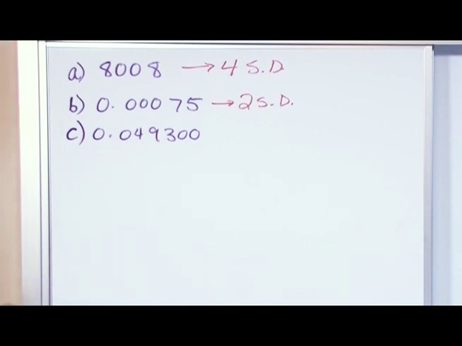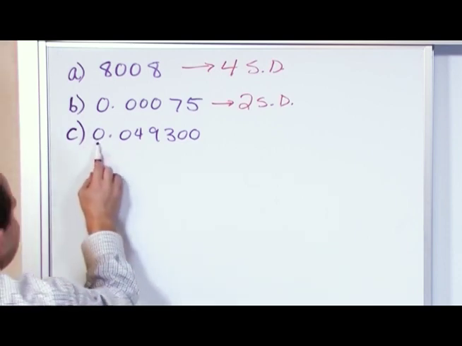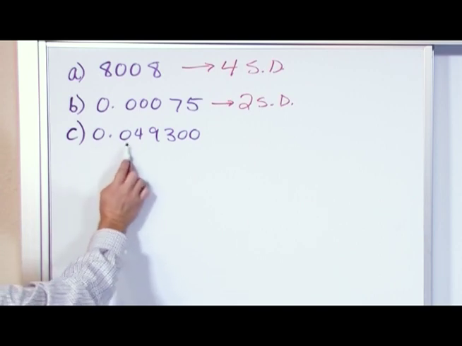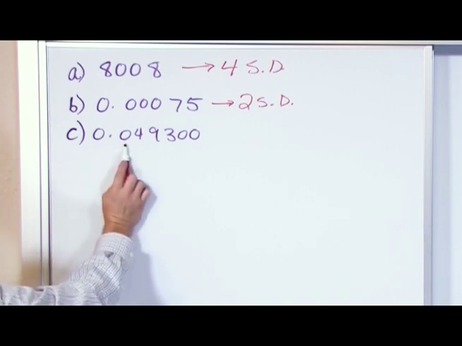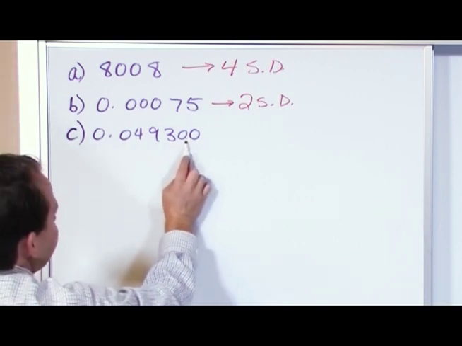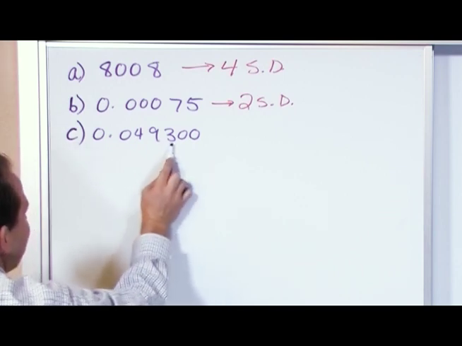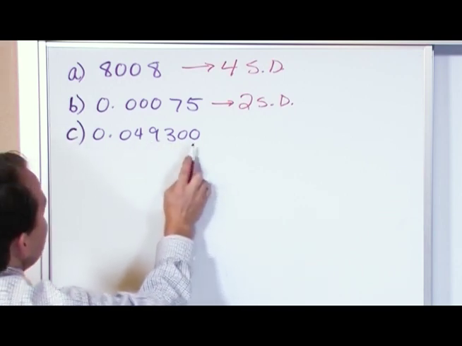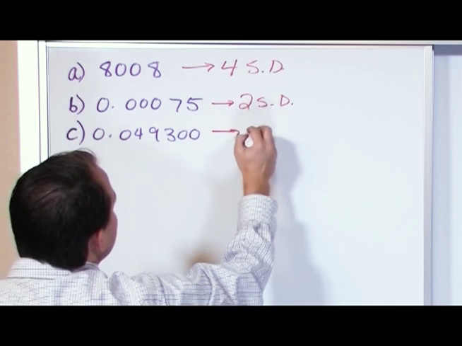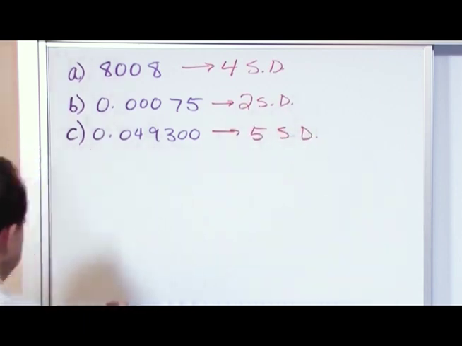0.049300. How many significant figures do I have here? Well, leading zeros do not count. Leading zeros after a decimal do not count. But trailing zeros after a decimal do count. And of course these count, so I have 1, 2, 3, 4, 5 significant digits. 5 significant digits.